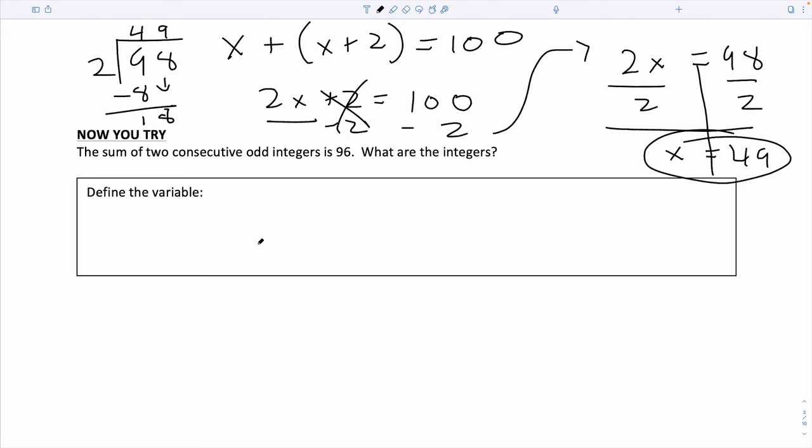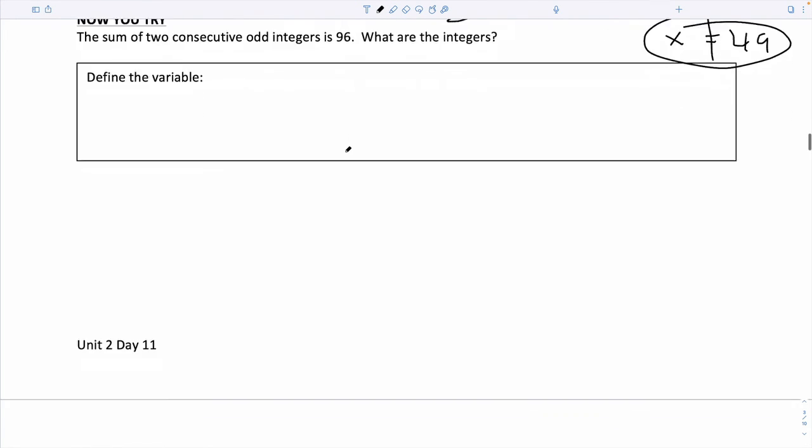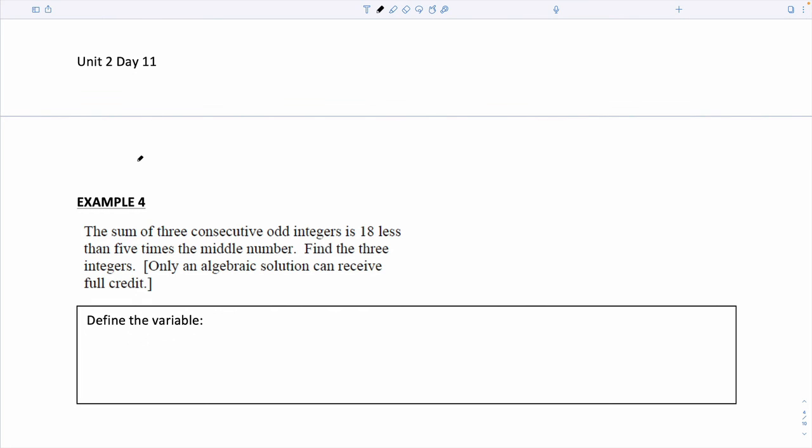You got one more to try with your partner before we pack up. And let me think about homework. Try this one, and then we'll pause on example 4.